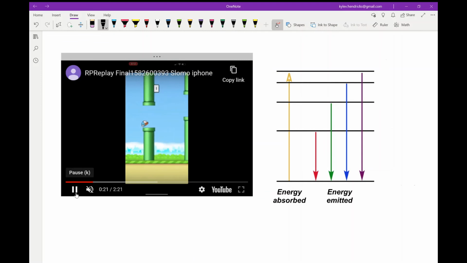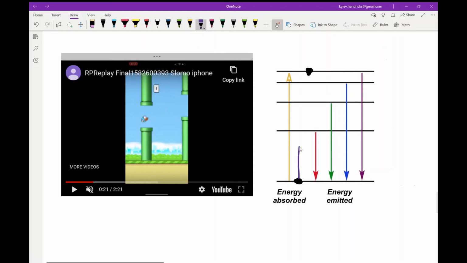What Bohr understood is that for a particle to go from here to here, it would have to receive an energy level proportional to that. Let's just use the purple example that it has, so it would have to receive a purple level of energy. Let's say this is 100 joules. It will have to receive 100 joules to get to this level, and then it will sit up in this level, and then to come back down to here, it will release 100 joules. So it's the same idea of the conservation of energy.